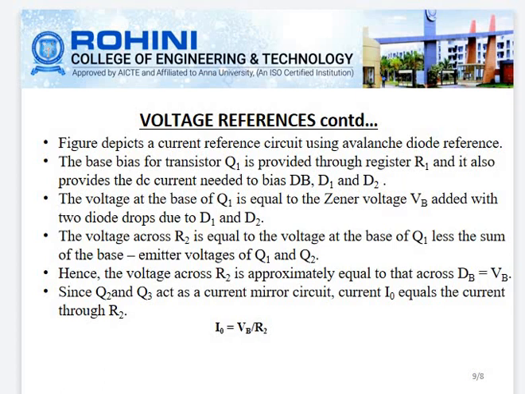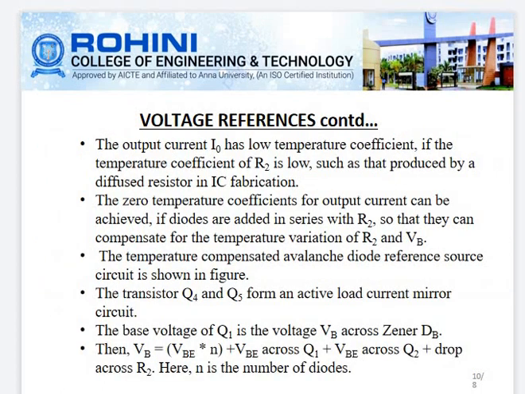Since Q2 and Q3 act as a current mirror circuit, I0 equals the current through R2, so I0 = VB/R2. The output current I0 has a low temperature coefficient if the temperature coefficient of R2 is low, such as that produced by a diffused resistor in IC fabrication. The zero temperature coefficient for output current can be achieved if diodes are added in series with R2 so that they can compensate for temperature variation of R2 and VB.